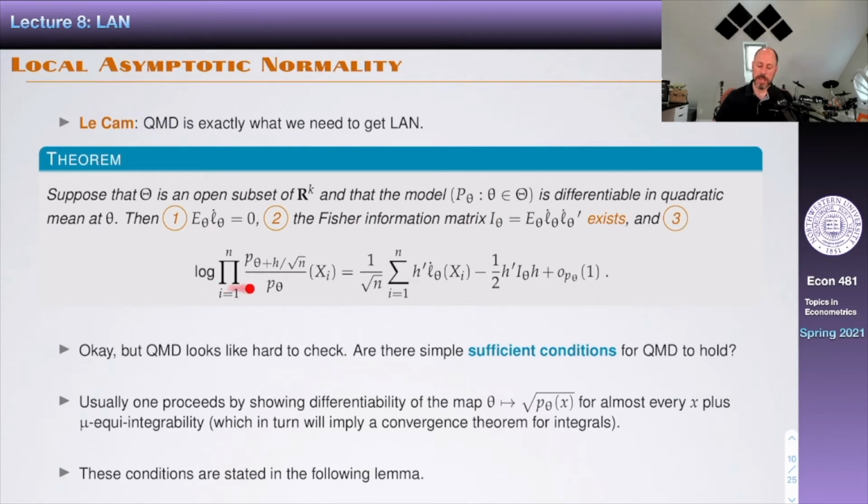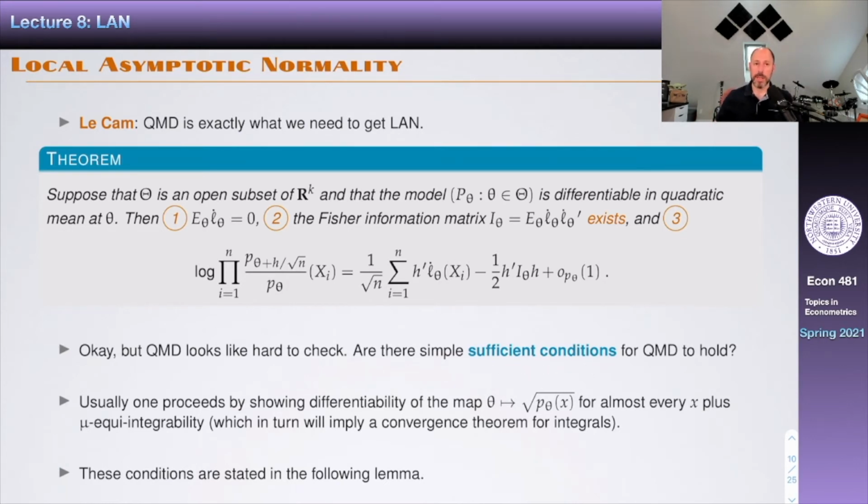And 3, the log likelihood ratio takes this form, and that is local asymptotic normality. So this is great because local asymptotic normality can now be obtained under weaker conditions than assuming a lot of derivatives and smoothness. We just need to assume one condition, which is QMD. But the problem is that QMD looks like a hard condition to check in practice, okay?